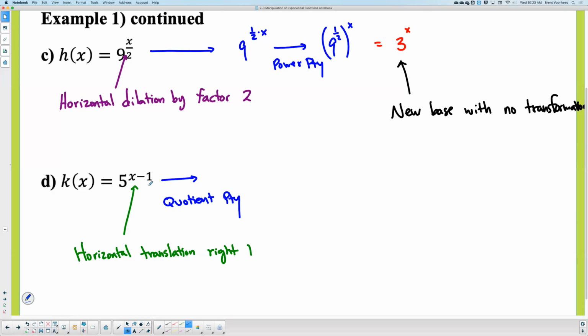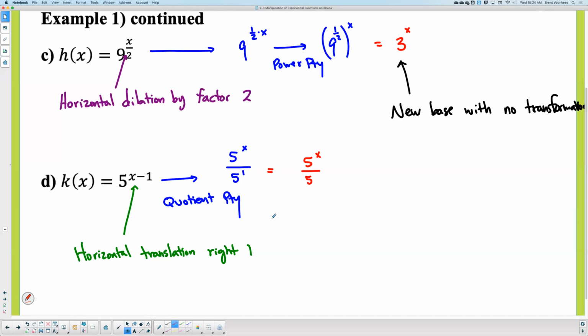Okay, so now let's apply the quotient property. When you have a power subtracting, that's the same thing as doing what? Dividing. So if I'm subtracting here, what that means is I have 5 to the power of x, and instead of minus 1, I'm dividing by 5 to the power of 1. What is 5 to the first? So this is 5 to the x divided by 5.